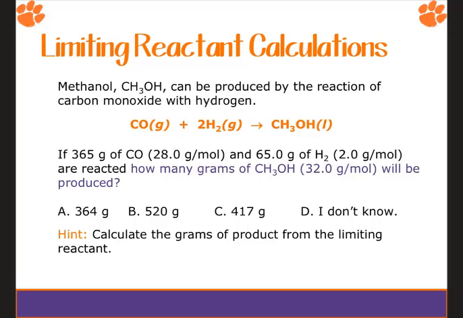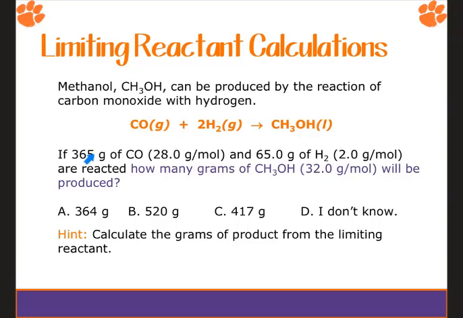We have 365 grams of carbon monoxide, 65 grams of hydrogen gas. How many grams of methanol will be produced? So here, again, we're building off of our limiting reactant calculation. Since they give us amounts of two things, we can't just assume that they're both going to be consumed equally. So anytime you're given amounts of two of your reactants, you have to compare them and see which one you're going to run out of first, which is just what we did in the previous problem.